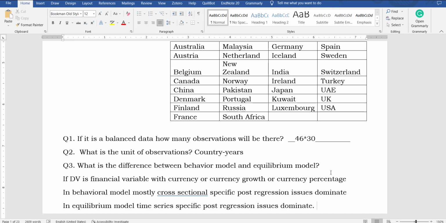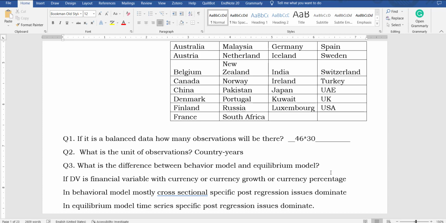But if the model is equilibrium based, it means the effects are operating across time, so the future and past are affecting each other. Then you will notice that the time series specific diagnostics are more dominant. Then you will notice that the models used are panel ARDL, or system GMM, or advanced GMM models like Arellano-Bond and Blundell-Bond models.